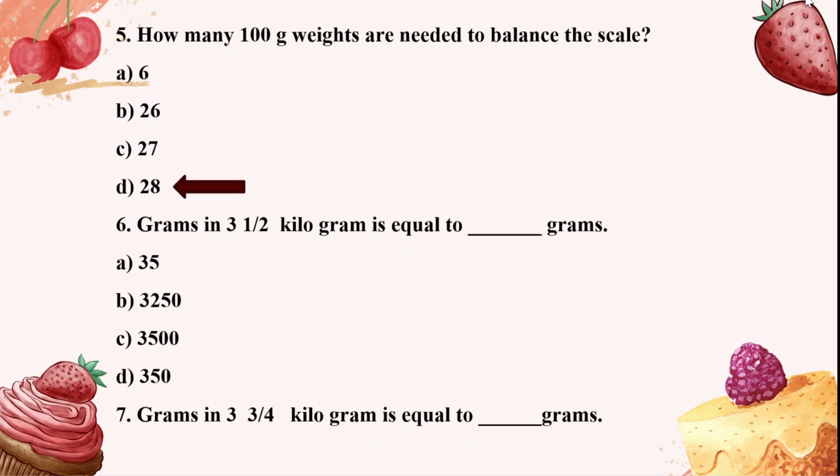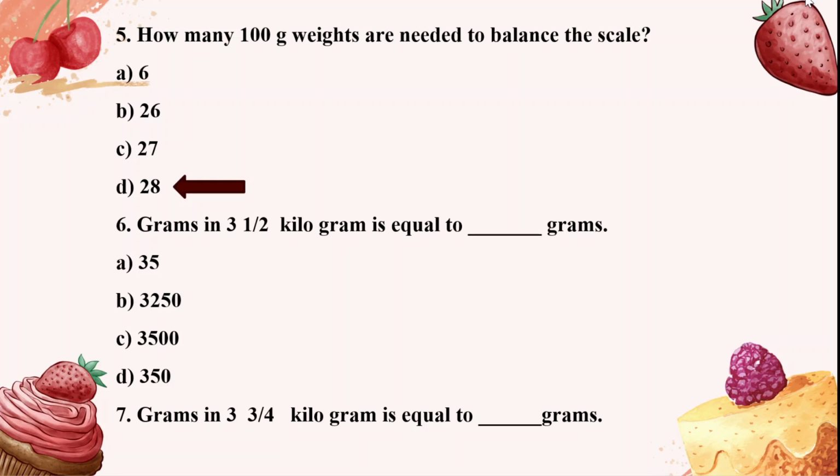So very easy questions. The next question is, dash grams in 3.5 kilograms is equal to dash grams. We know that each kilo contains 1000 grams. So 3 kilo means 3 into 1000, 3000.